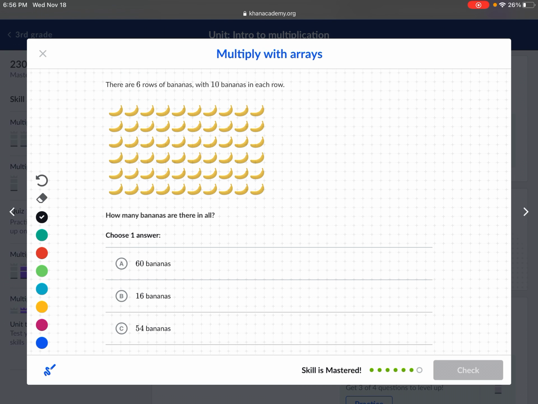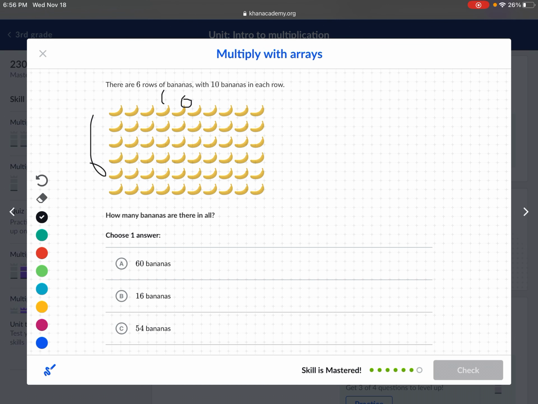Okay, there's 6 rows of bananas with 10 bananas in each row. Okay, so I suggest this is 6. When you look at it, I suggest you say that the smaller side would be 6 and the longer side would be 10. So there's 10 right there. Okay, how many bananas are there in all? Some people might know, but we all know that 6 times 10 is 60.